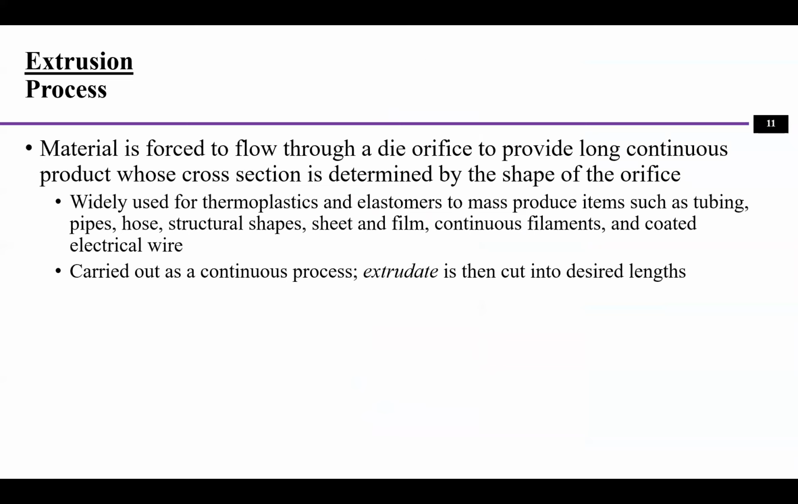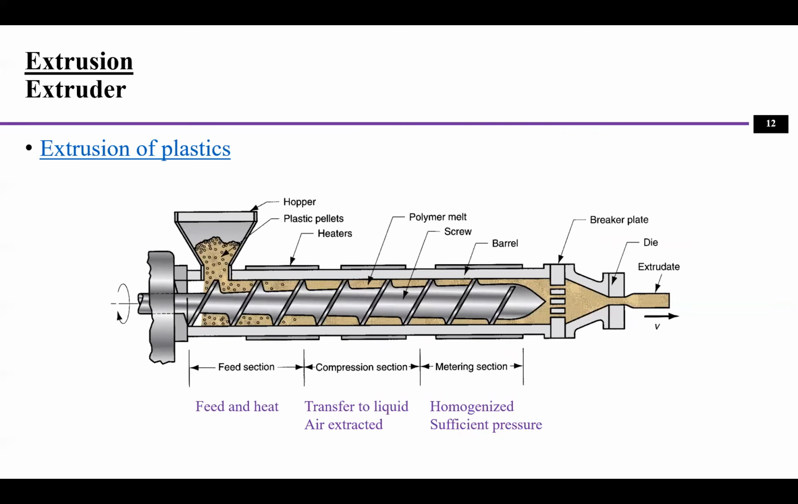The first one is extrusion. So extrusion is basically extruding materials through a barrel, and there will be a screw, and the screw will carry the material to the end of the barrel, and then it will push the material through a die, right? The material that comes out of the die is called extruded. So this is how the extrusion process works.